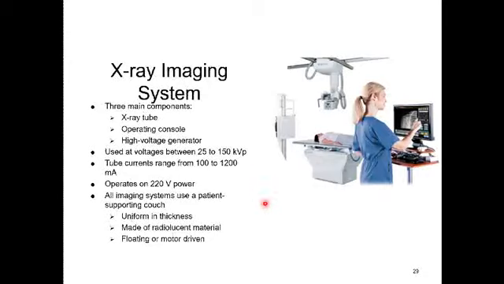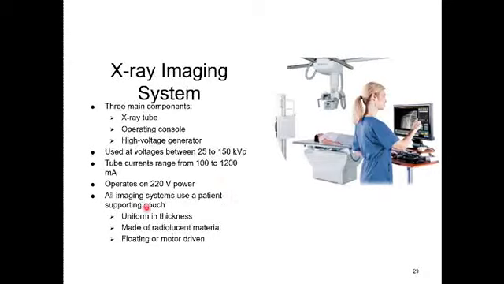Tube currents range from 100 to 1200 mA, and that's for basically all the modern tubes that we have. The newer generators, I should say, can go up to the 1200 mA. Some of the older equipment doesn't go quite that high. Our equipment runs on 220 volts. That's important. Some of them can run on 110, some of them can go up to 440, but 220 volts is your primary voltage for anything in the United States.